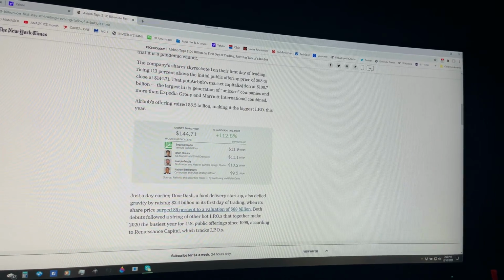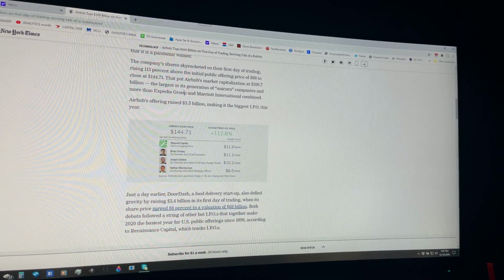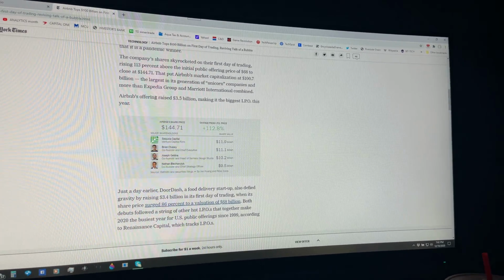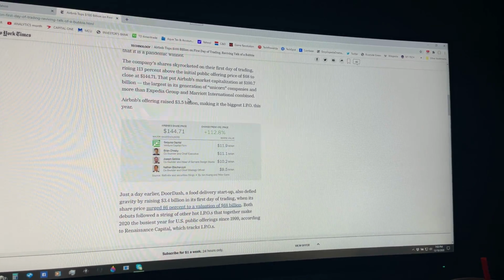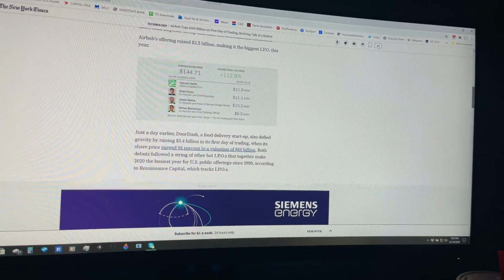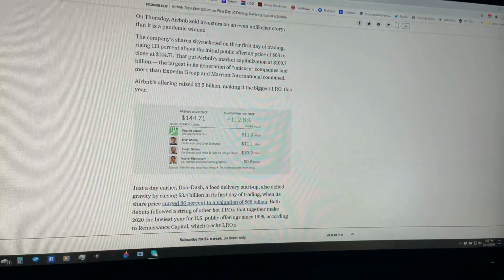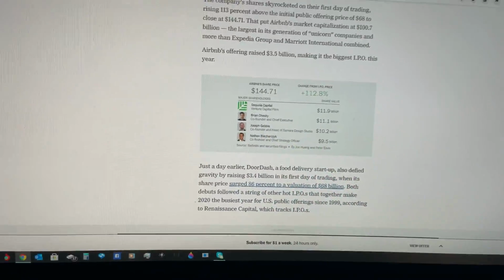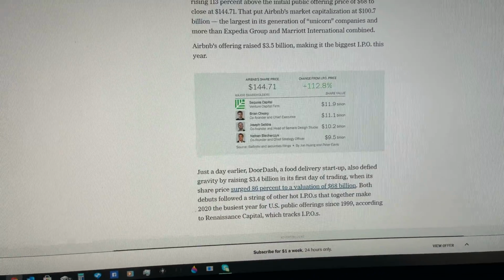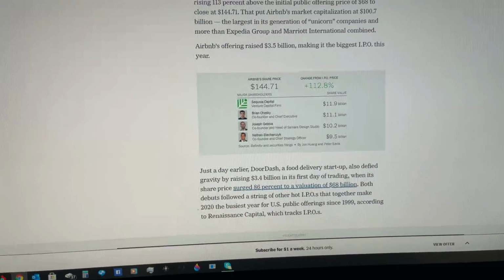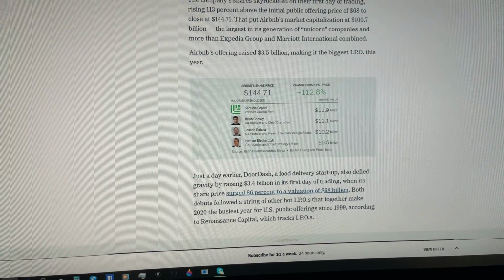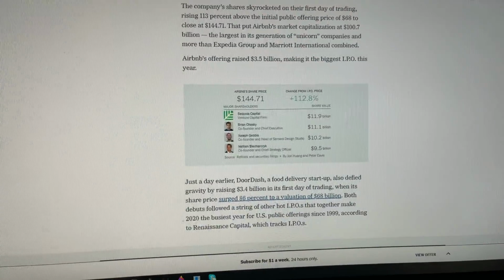That put Airbnb's market cap at $100 billion, the largest in its generation of unicorn companies and more than Expedia Group. I personally use Expedia because I really love Expedia. And I have never actually used Airbnb. I've never actually used it as a service. The only thing I've really seen from it is the bad, like when somebody goes to Airbnb and all of a sudden somebody starts some stuff and then they end up on the news.